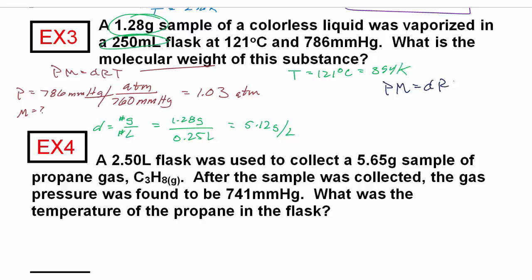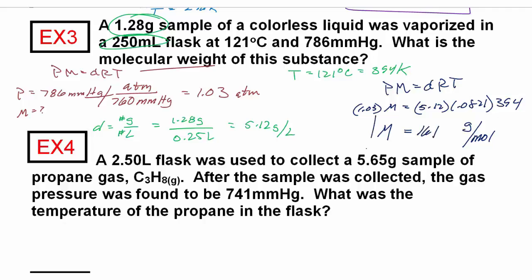PM equals dRT. Pressure is 1.03. Solving for molar mass. Density is 5.12. R is 0.0821. And T is 394 Kelvin. When I solve for molar mass, I get grams per mole. It's 5.12 times 0.0821 times 394 divided by 1.03, about 161 grams per mole.